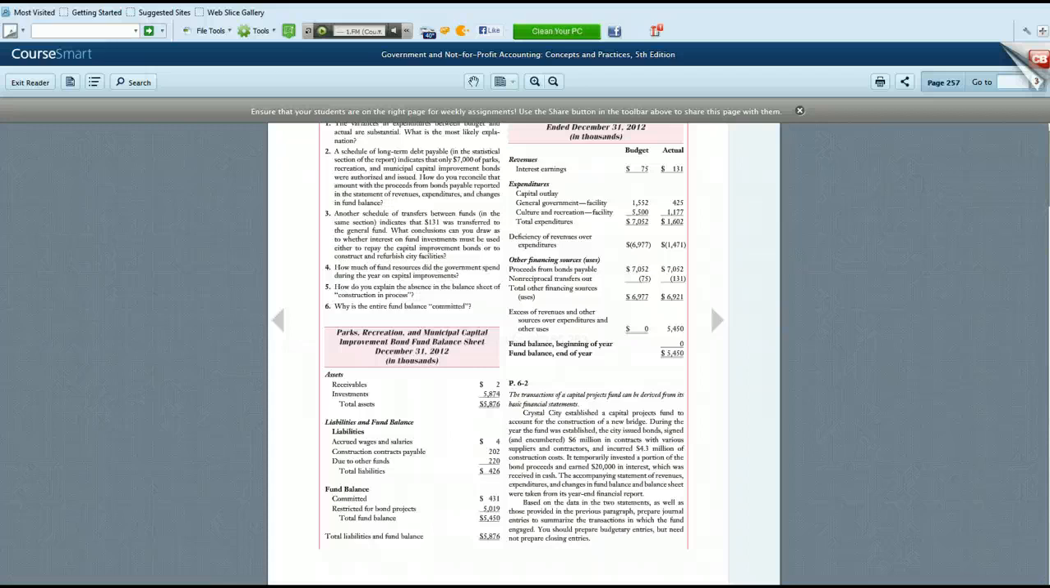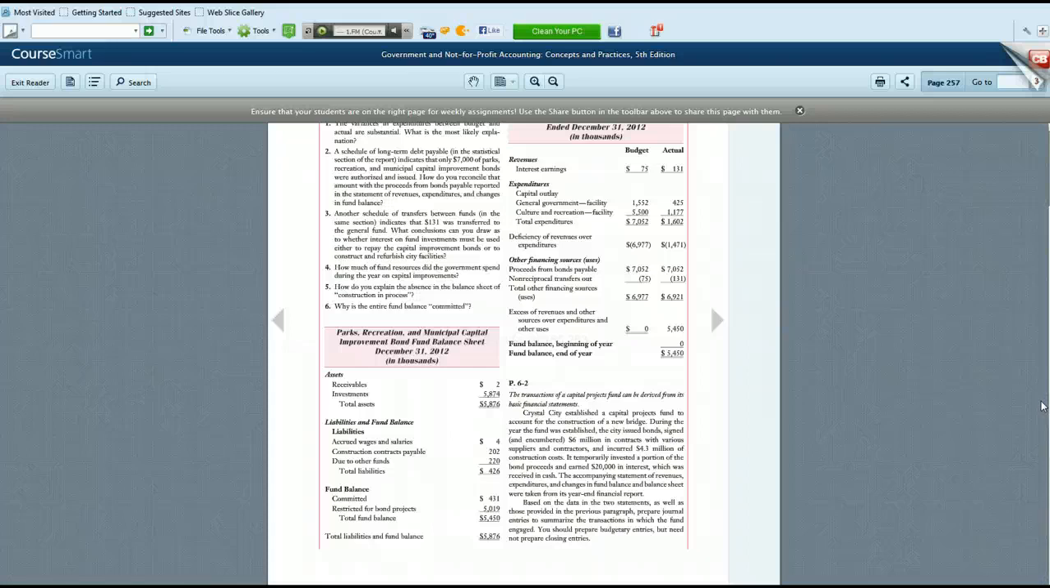During the year the fund was established, the city issued bonds, signed and encumbered $6 million in contracts with various suppliers and contractors, and incurred $4.3 million of construction costs. It temporarily invested a portion of the bond proceeds and earned $20,000 in interest, which was received in cash.